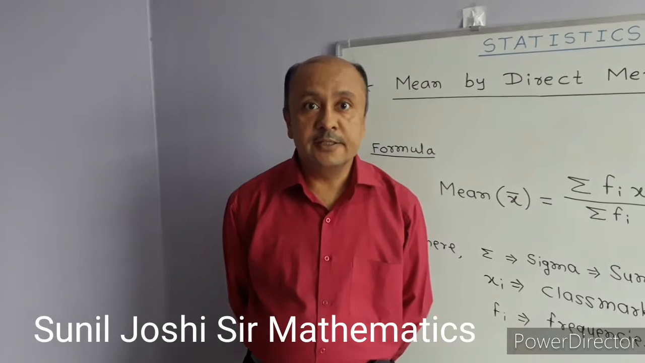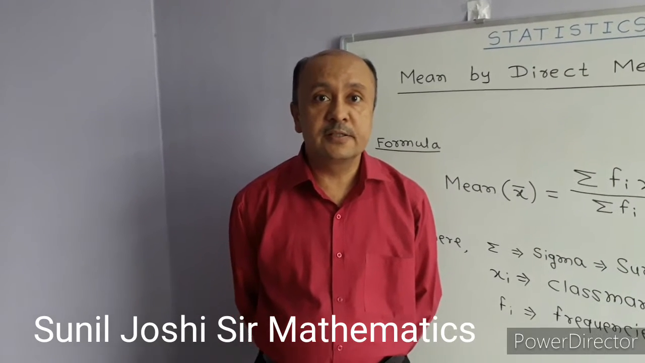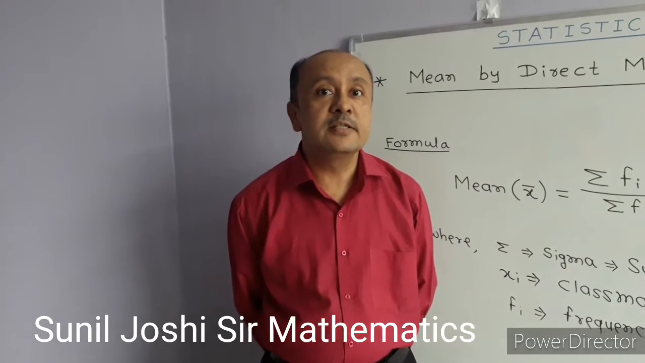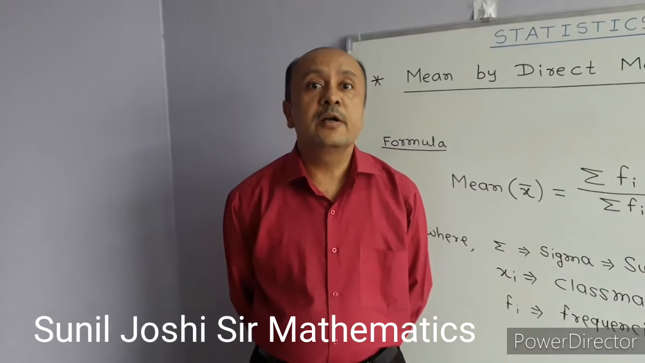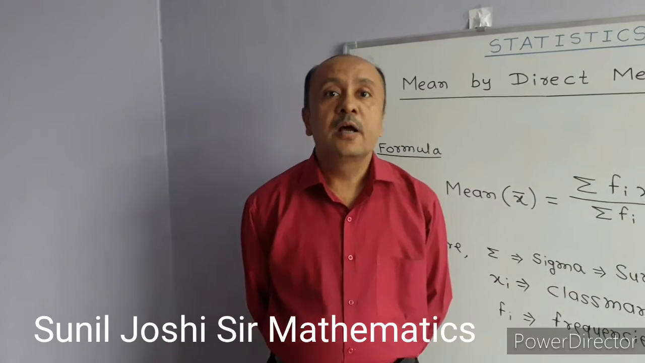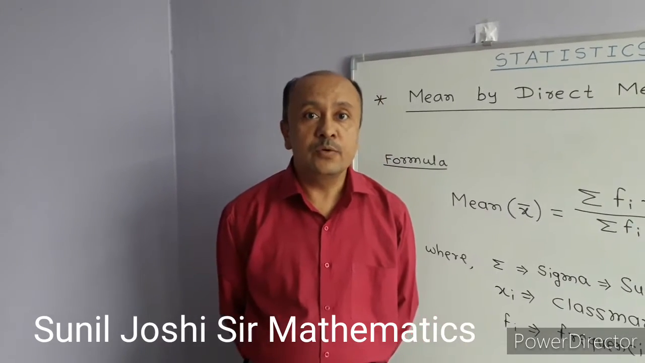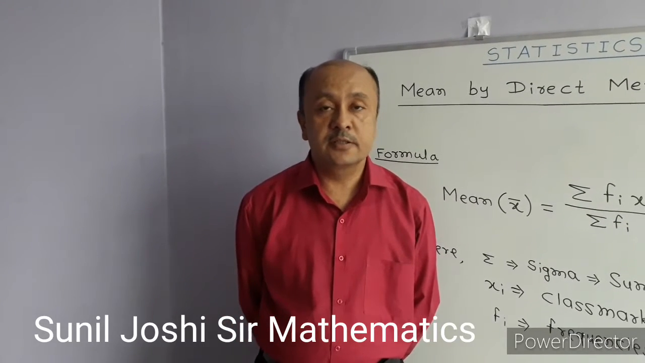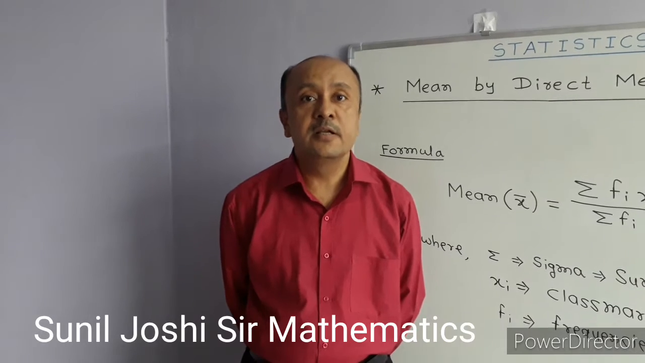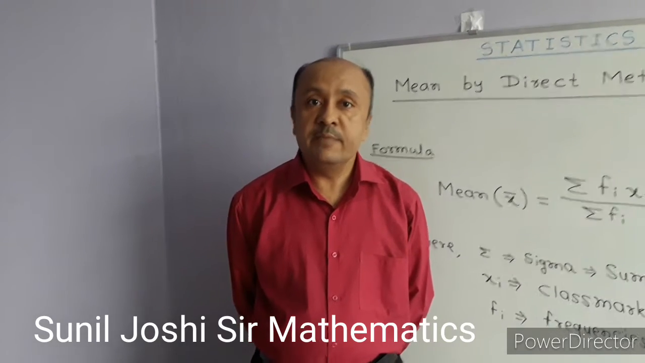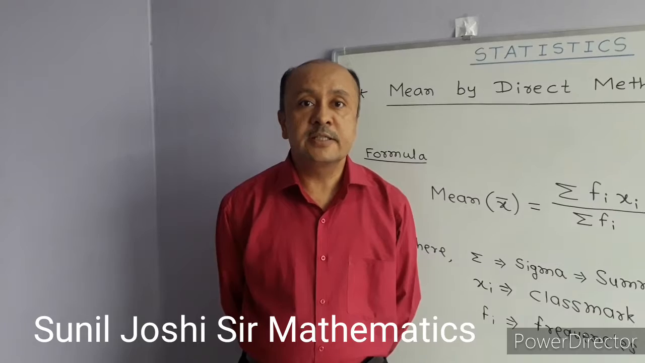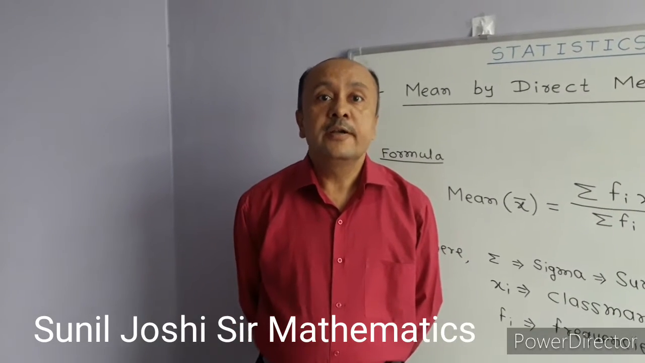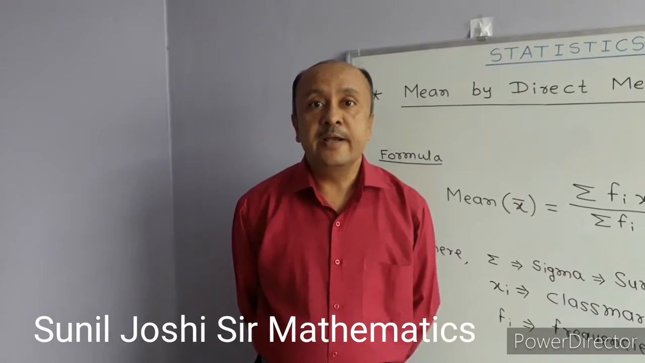So statistics is a different branch of mathematics, a huge branch of mathematics. In statistics there are many concepts. We are going to learn how to find the mean, the median and the mode. To find the mean there are three methods. The first method is the direct method, the second is the assumed mean method and the third is the step deviation method. Today, students, we are going to learn the direct method, that is, mean by direct method.